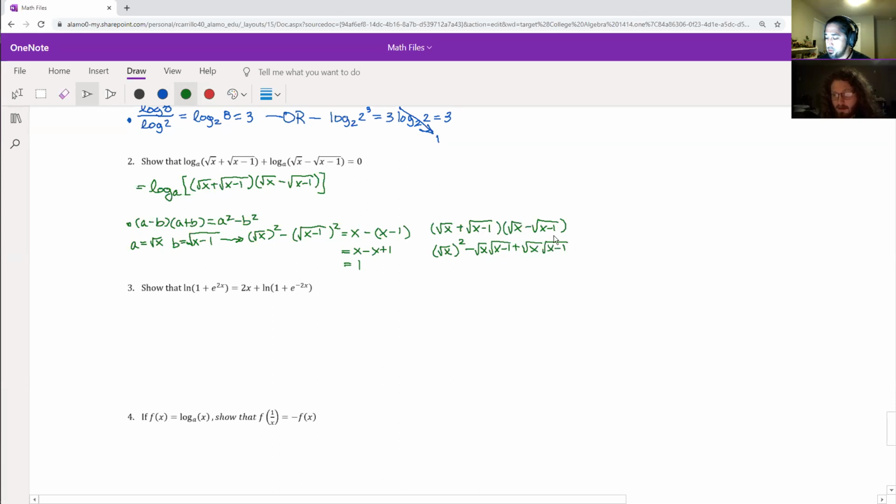And then we get plus times minus is minus the square root of x minus 1, squared. These two terms in the middle are the same with a difference of sign, so they go away. And we're left with x minus x minus 1, which we know equals 1. So this becomes log base a of 1, which we know equals 0 in all circumstances, because that's one of our rules. So there you go.